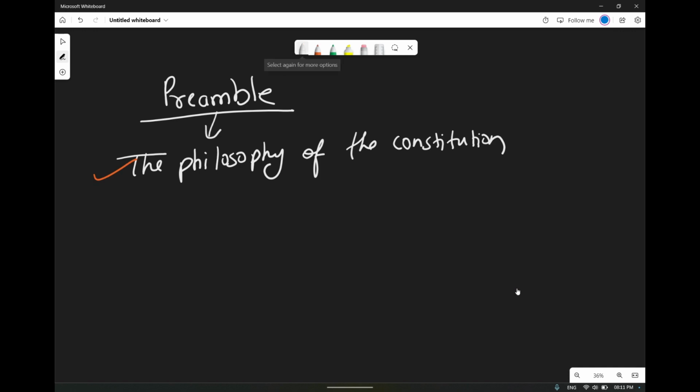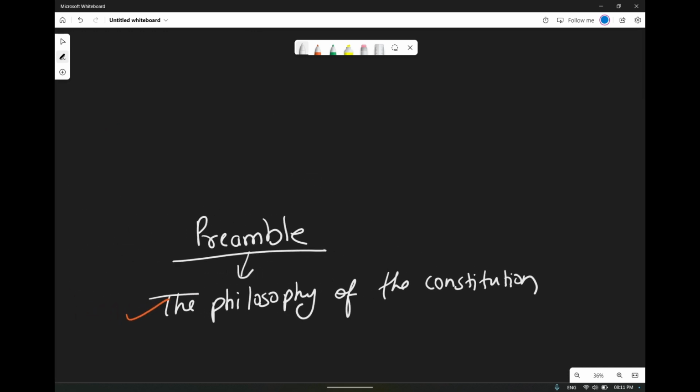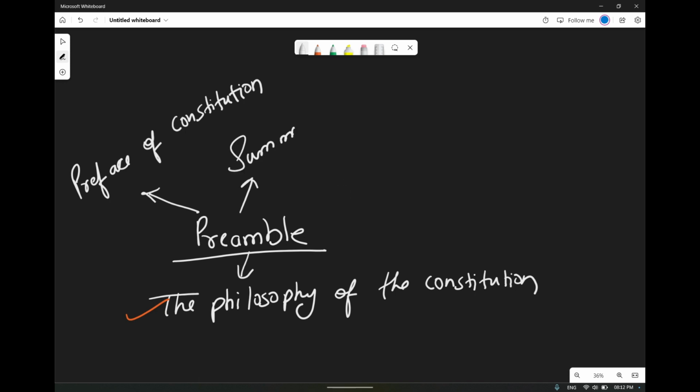Okay, so what does it contain? What does this preamble contain? We can basically define preamble as nothing but the preface of the constitution. Before going to the constitution, it tells us what exactly it is. It is a summary of the constitution. What else does it tell?